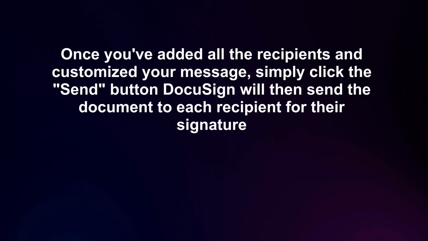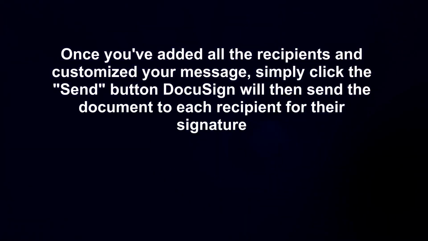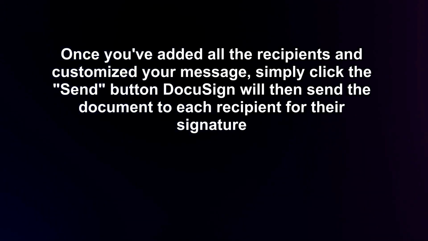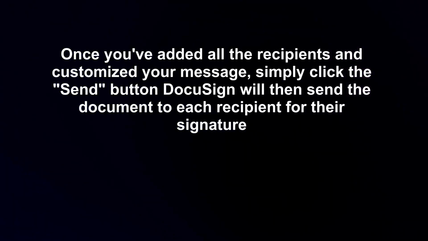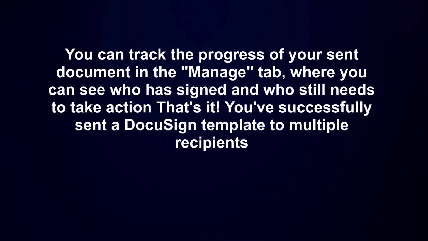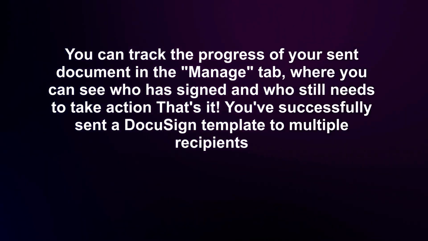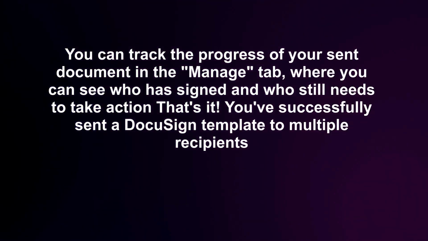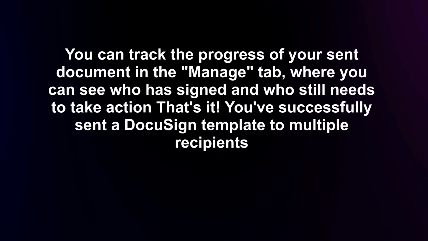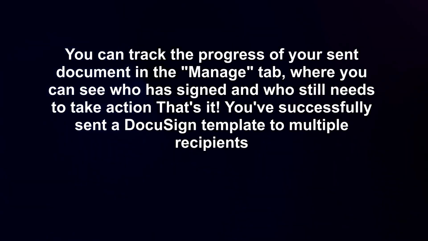Once you've added all the recipients and customized your message, simply click the Send button. Docusign will then send the document to each recipient for their signature. You can track the progress of your sent document in the Manage tab, where you can see who has signed and who still needs to take action. That's it. You've successfully sent a Docusign template to multiple recipients.